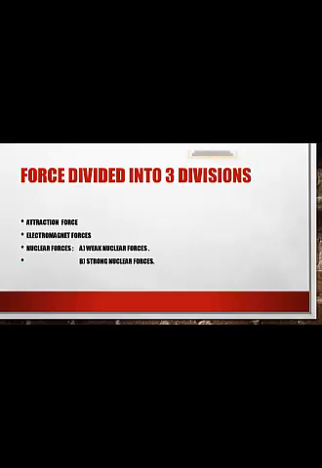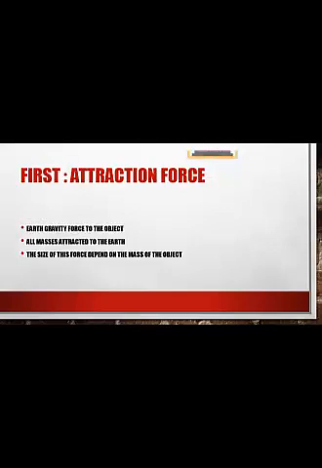Firstly, we will discuss the attraction force. On Earth, all masses are attracted to the Earth by a force. So all objects which have mass are attracted to the Earth by a force. The size of this force depends on the mass of the object. Again, the size of this force which attracts the object toward the Earth depends on the mass of the object.